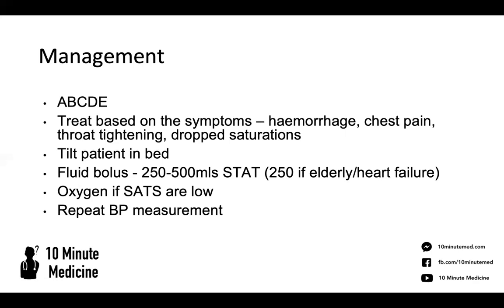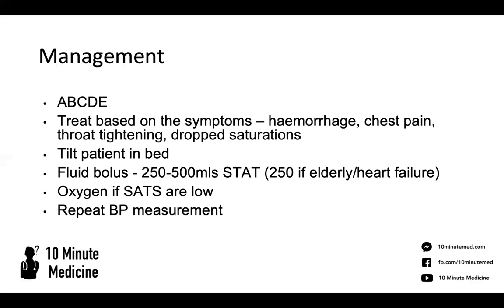Remember that a can of Coke is about 330 mils. So actually, giving a 250 ml bolus, even if it's someone with heart failure, in someone who has very severe or even just general hypotension, is appropriate, and you shouldn't be as concerned about the overload, because a 250 ml stat dose is literally less than a can of Coca-Cola.